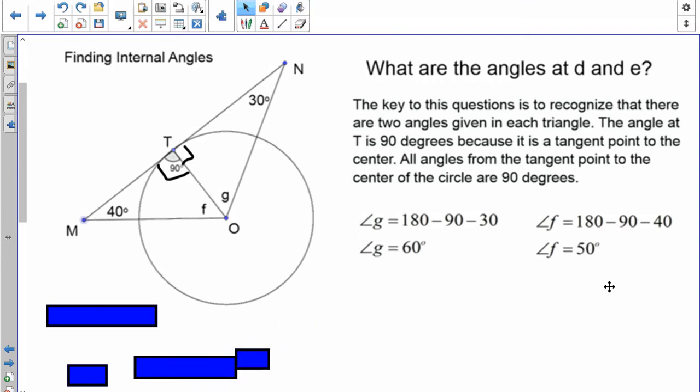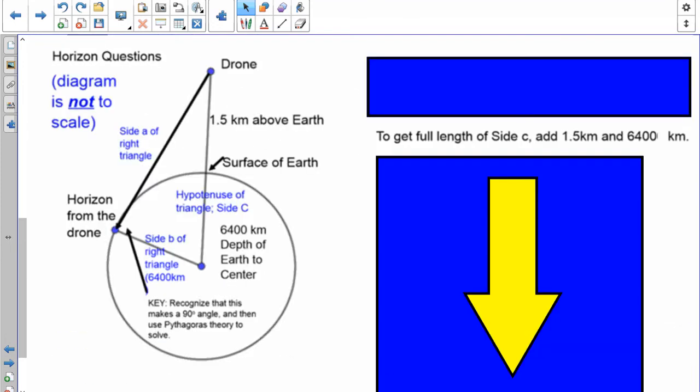So that's a common type of question that you're going to get. The second type of question is the one that I've done previously for you already. And this is where you have a horizon question. Now, in this particular type of question, you can be asked for really only two different things.